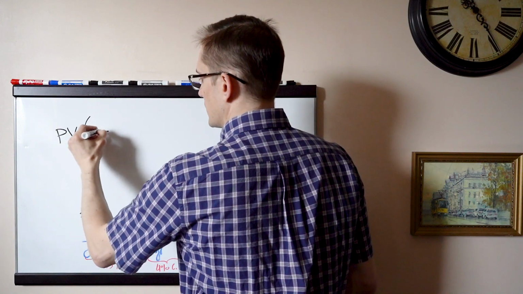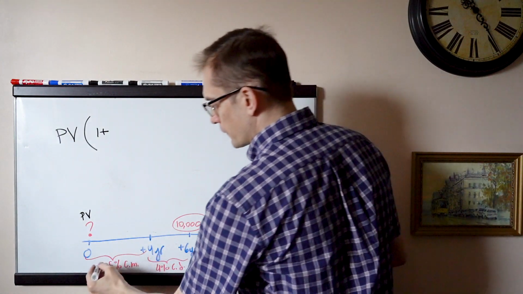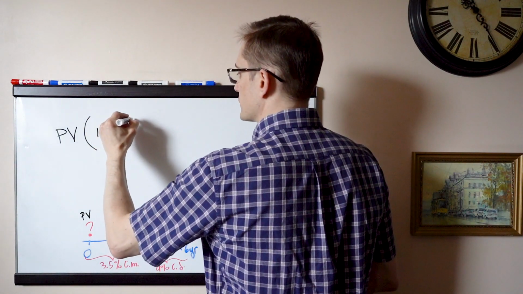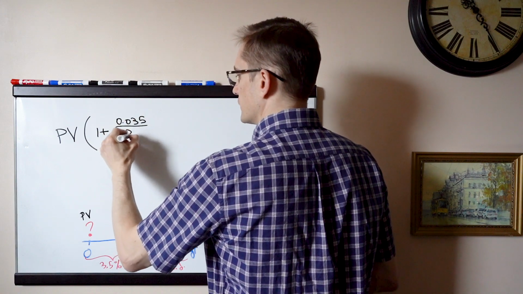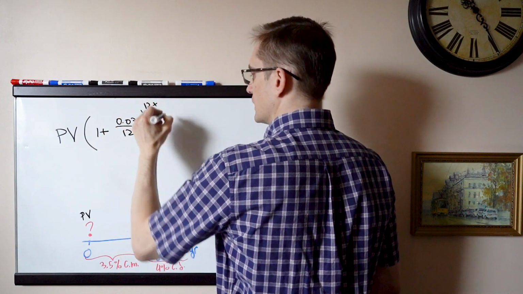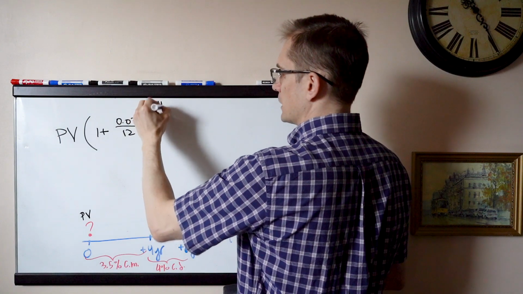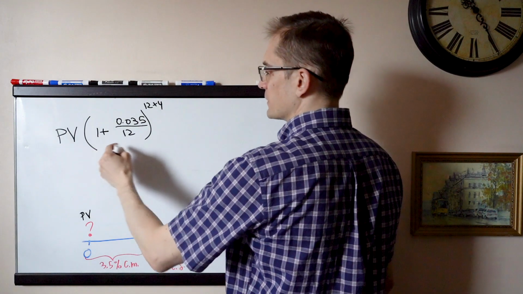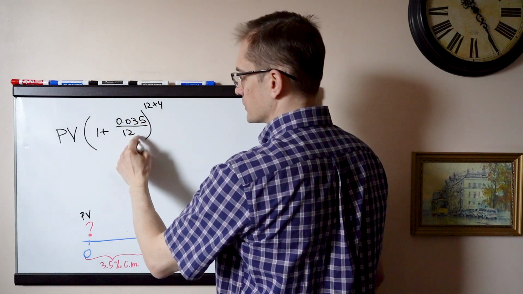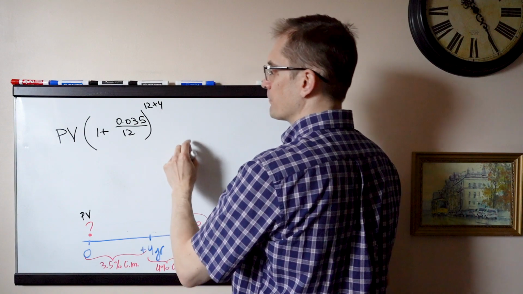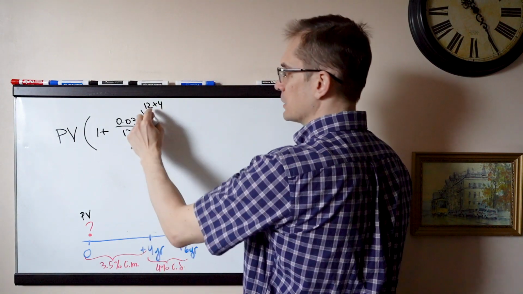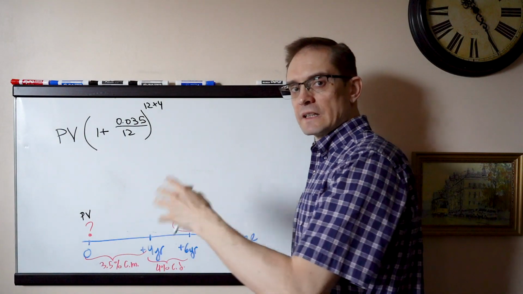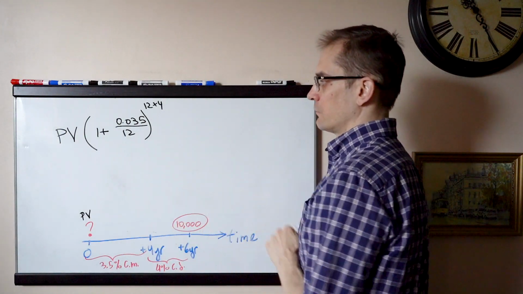I don't know this amount invested, right? But what I know is that this amount invested will first be growing at 3.5% compounded monthly. So plus, (1 + 0.035 divided by 12) to the exponent 12 times 4, right? So this is the first part of the process. Whatever that present value was, it was invested at 3.5% compounded monthly. That's why you divide by 12 here. And for 4 years at first, right? So that will be the future value of whatever that amount PV is after 4 years.